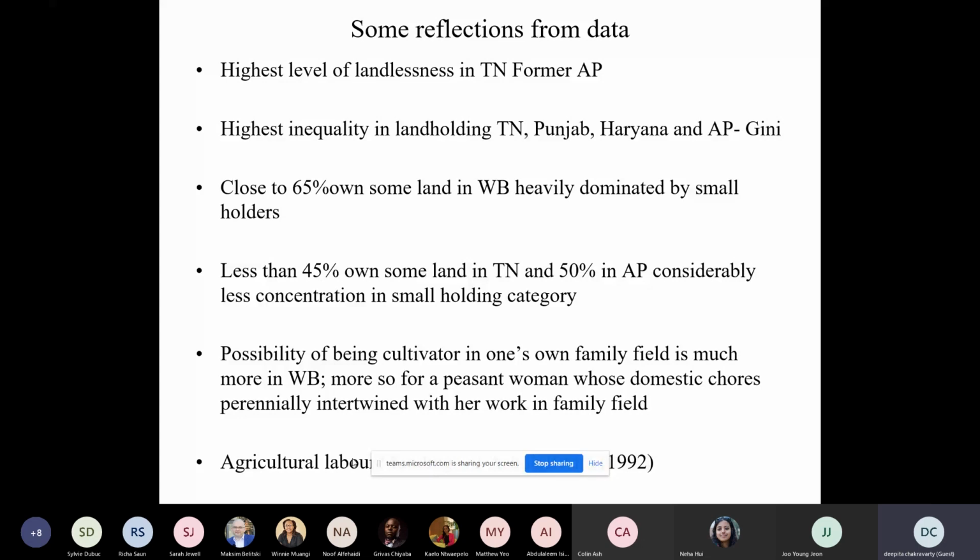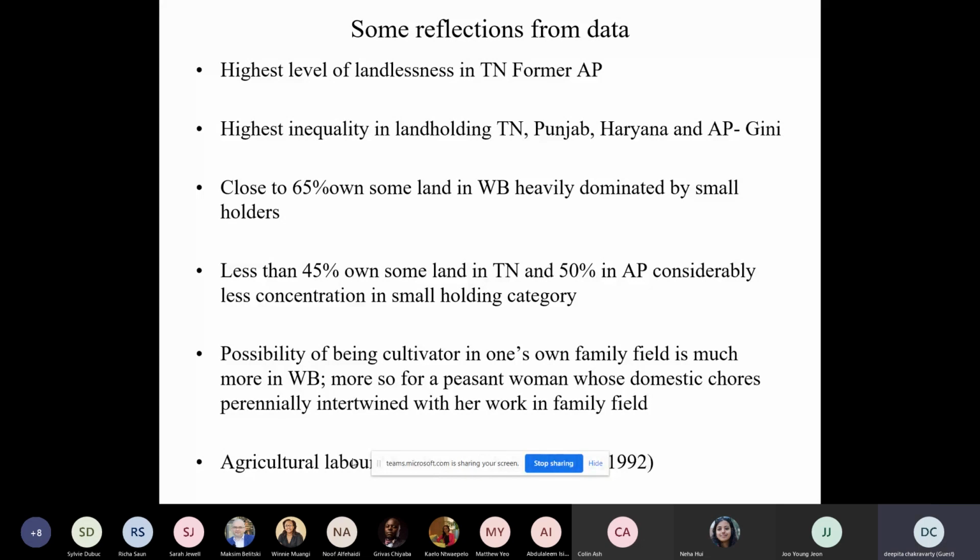Vikas Rawal has also calculated the Gini coefficient, all right, to look at the incidence of inequality in different states of India from his own calculations of data. So what he finds is this: the inequality is the highest in Tamil Nadu, Punjab, Haryana, and Andhra Pradesh. Okay, so while Punjab and Haryana are quite well known, Tamil Nadu and Andhra Pradesh are not as well known as in the case of Punjab and Haryana.